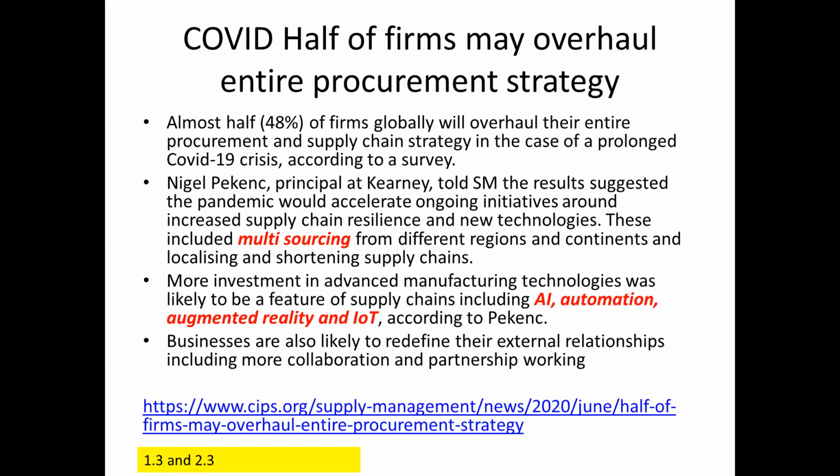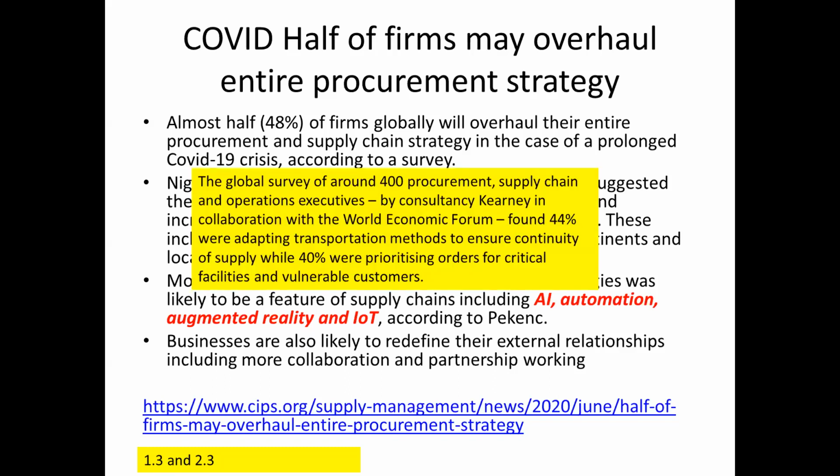And I think it was Jack said, maybe more local supply chains, not just because of COVID, but maybe because of Brexit and trade wars. More investment in advanced technologies, including AI. So it might speed it up. Businesses are likely to redefine their relationships. Yeah, that's pretty straightforward. And that was a global survey with 400 procurement staff.